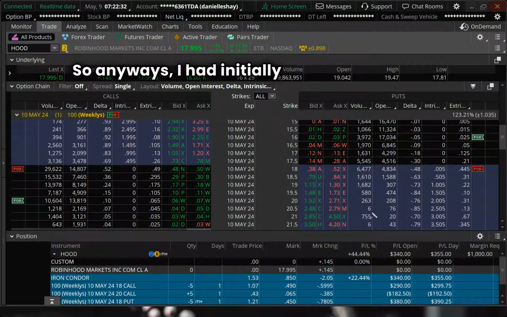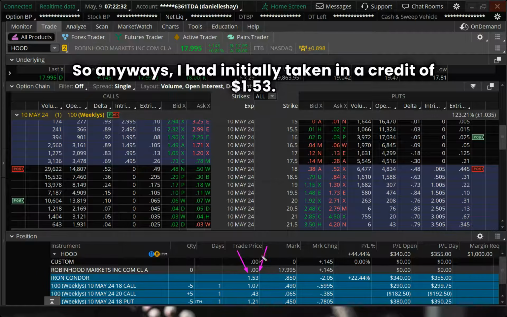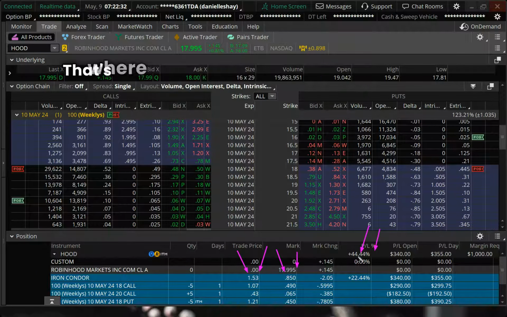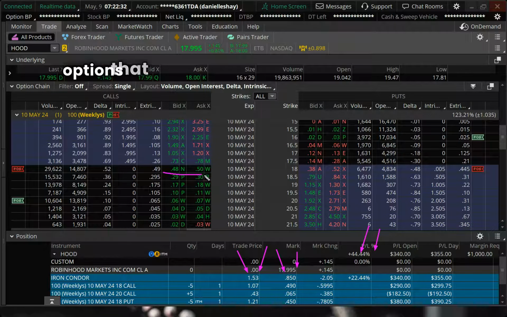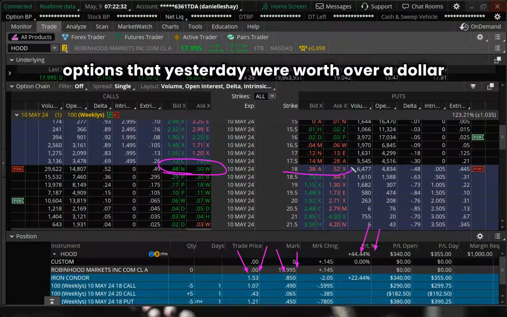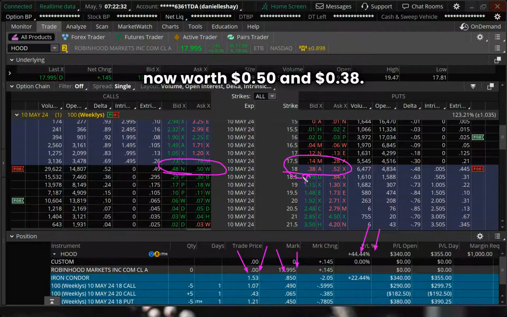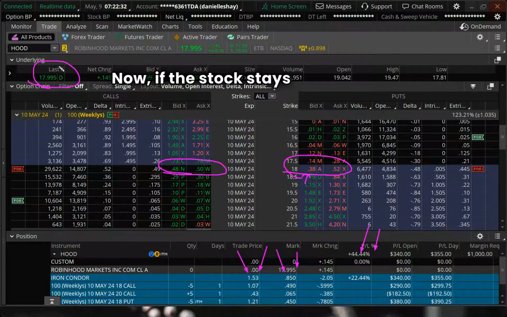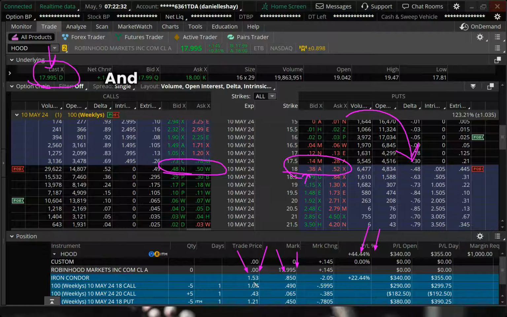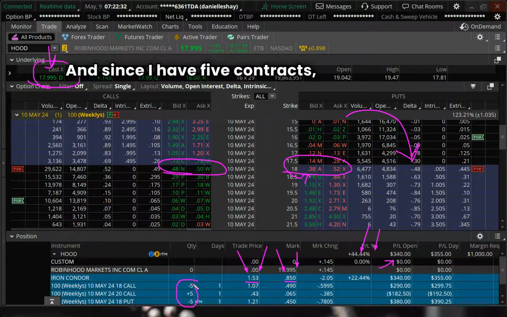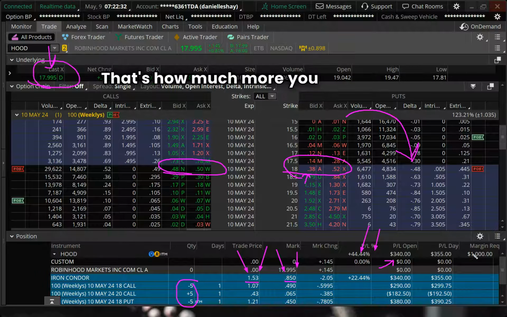I had initially taken in a credit of $1.53. Now this is going for 85. That's where the profit is coming from, because these options that yesterday were worth over $1 are now worth 50 cents and 38 cents. Now, if the stock stays right around here, the premium will just keep decaying, and that 85 cents will go into your account in the form of money. Since I have 5 contracts, it's 85 cents times 5. That's how much more you can make.